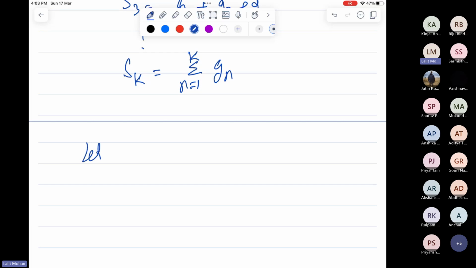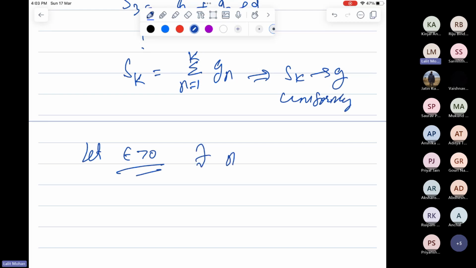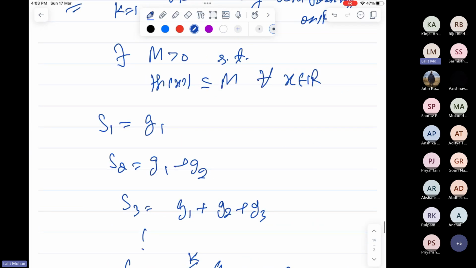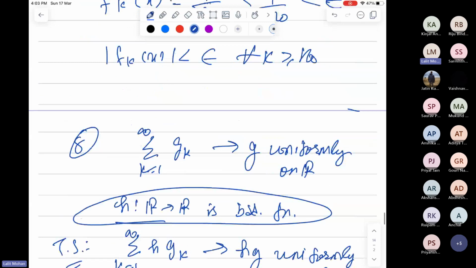Now it is given that our series converges uniformly to G. So let epsilon be greater than 0. From here you can conclude that S_k converges to G uniformly. So there exists a stage n naught belonging to N such that |S_k minus G| is less than epsilon for all k greater than or equal to n naught and for all x belongs to R. Because it is given that this series converges to G uniformly, it means its sequence of partial sums will converge to G.